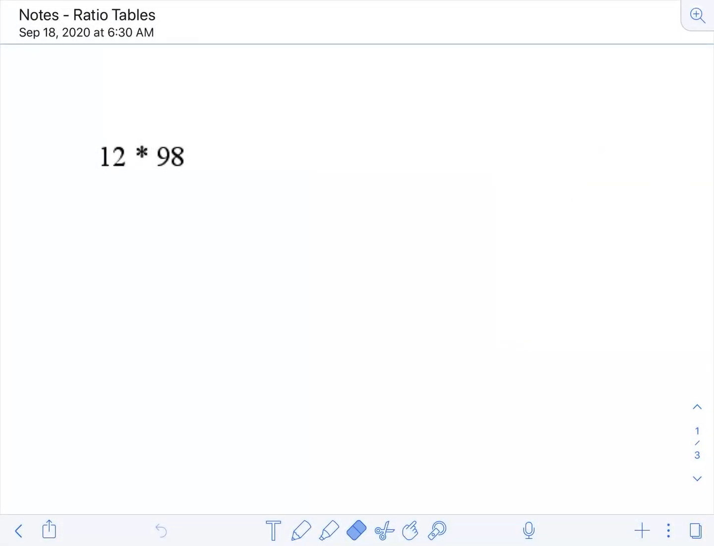Okay, so now we have a big number like this, like 12 times 98, which just isn't fun to do. You can always stack it, you know. You can do what we did and chunk it into pieces. But I want to show you one thing, a ratio table.